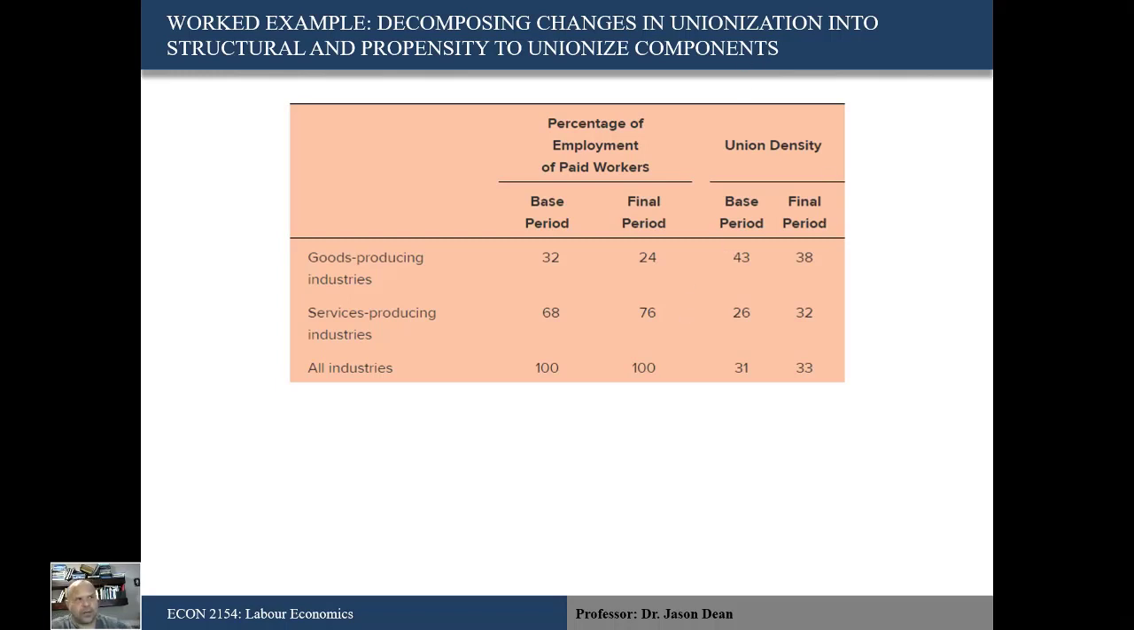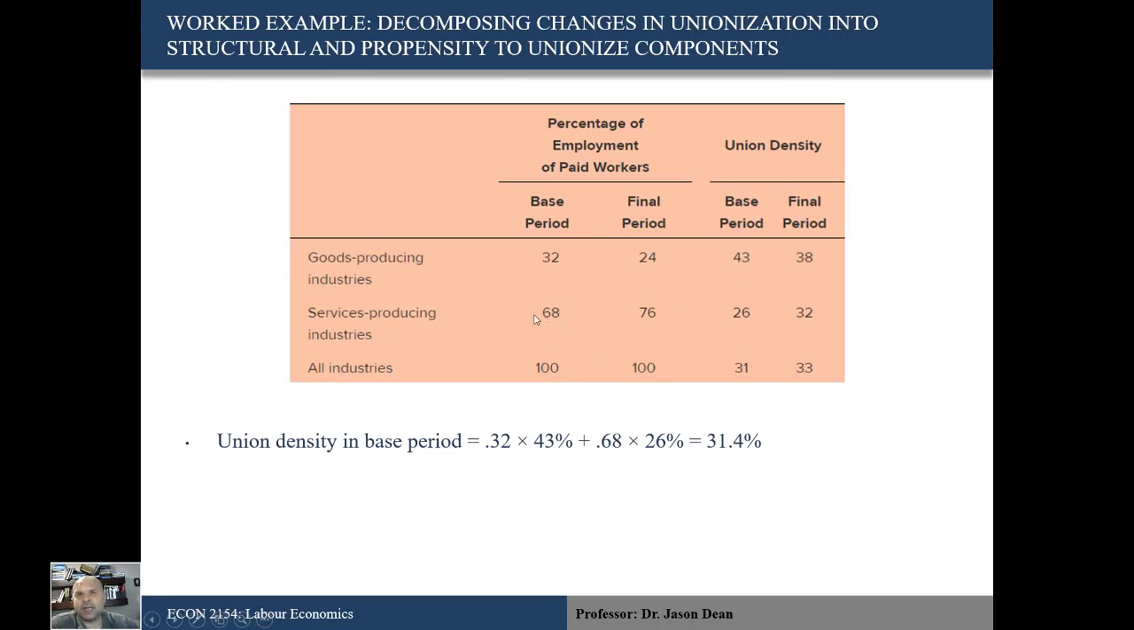So let's first note that overall union density is a weighted average of union density in each sector, with the weights of course being the share of employment in each sector. So the union density in the base period is obtained by multiplying 0.32, which is the proportion of workers in the base period who are in the goods producing industries, times the density in the base period for goods producing industries. So 0.32 times 0.43, plus we'll do the same.